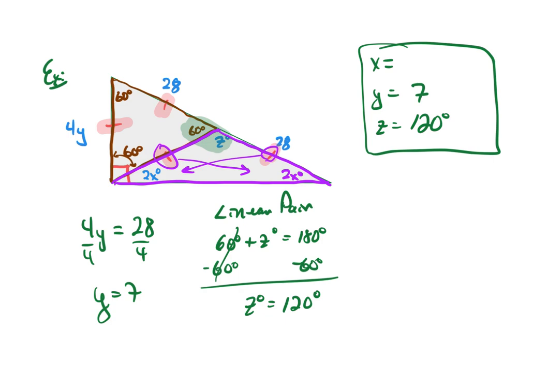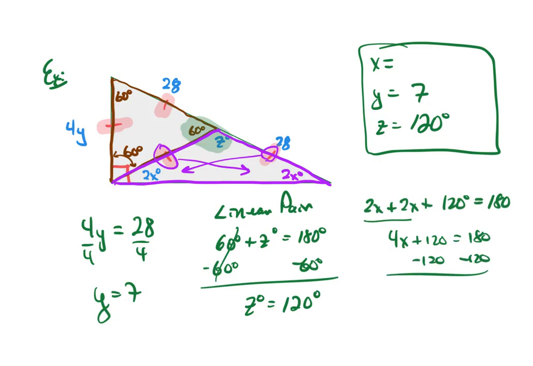And then we can just simply use the fact that the three angles add up to 180 degrees. So 2x plus 120, remember that's what we got for z, has to equal 180 degrees. So 2x plus 2x is 4x. We move the plus 120 to the other side by subtraction, and we divide both sides by 4. So x is going to be equal to 15 degrees.